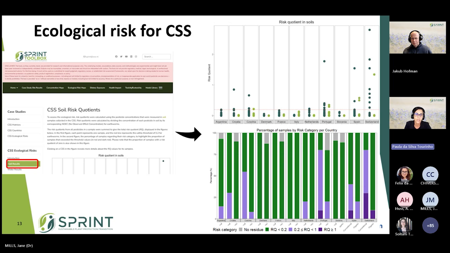And then in the left menu, you can see the results for soil and water. When you click there, it will open these two plots for you. In the first one, you have the sum of the cumulative risk quotient for each sample, so each dot represented there is one sample. The red line represents the safe limit of 0.2. In the graph below, you have the percentage of samples by risk category. Samples in gray had no residue, so no risk. In green, you have the samples that had a cumulative risk quotient below 0.2. And in purple and dark purple, you have those cases where the risk quotient exceeded the safe level. Next one, please.